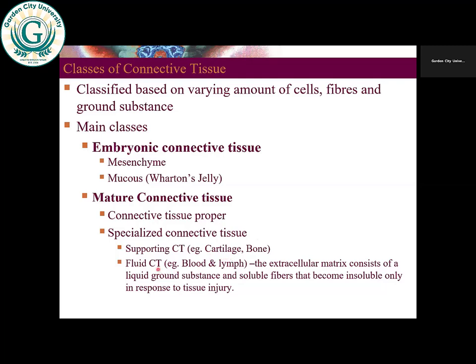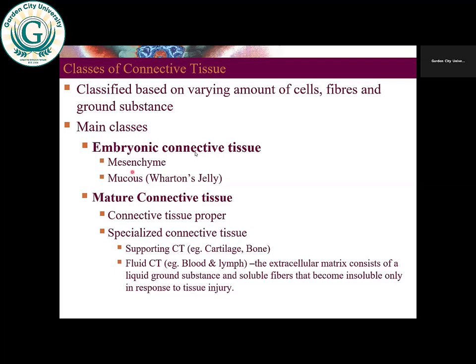Now, why do we consider blood as a connective tissue? Because blood is made out of the ground substance. The ground substance here will be the plasma. The cells, we already know what the cells are. But the fibers in blood are actually soluble. They only become insoluble during injury, where fibrinogen will be converted to fibrin. That will help in forming blood clots. So that's why we consider blood as a connective tissue. It's a fluid connective tissue. Cartilage and bones are supporting connective tissues.